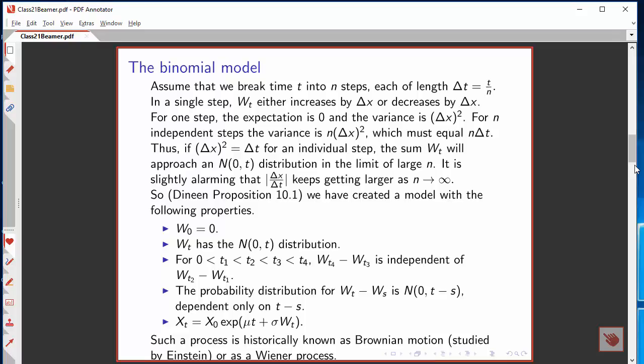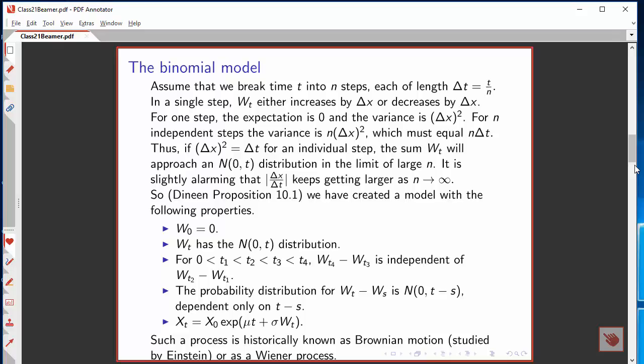So we've created a model with the following properties. W sub 0 starts out at 0. It sits there in the exponent doing nothing. W sub t is normally distributed with expectation 0 and variance t. You've already done some martingale calculations involving that. If we consider two time intervals, one from t1 to t2 and one from t3 to t4, what happens in the second time interval is independent of what happened in the first time interval. You've dealt with that in proving martingale properties.